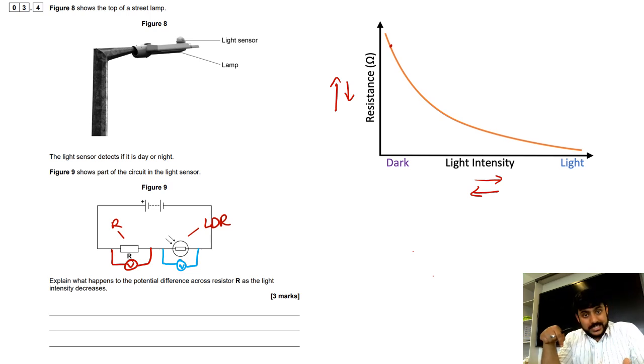Or another way to think about it is, if the resistance from the LDR is high, then the current through the circuit is low. If the current through the circuit is low, then for the same resistance you have less potential difference. For R, that means R will have less potential difference. I'm going to write both versions of the answer. Okay, but it both starts off by saying resistance of the LDR increases.